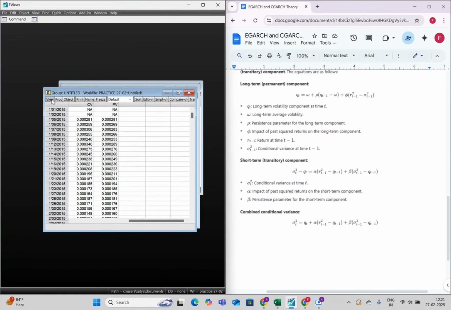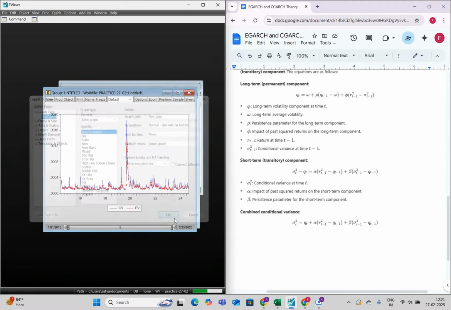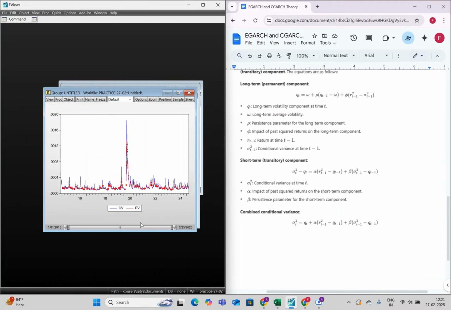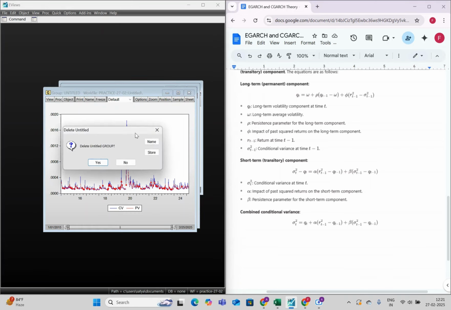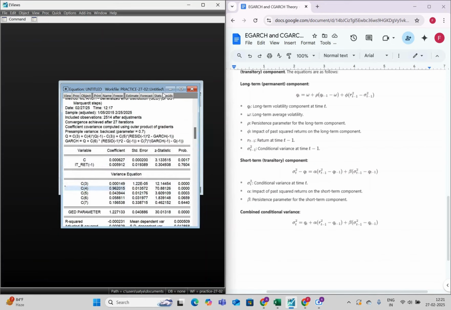So here we have it. Let us do a graph and understand. As we can see, the permanent component was quite high during the COVID-19 period, and it took a long time to die down. The permanent component is given by the red line, and it covers a very significant portion of the total conditional volatility.